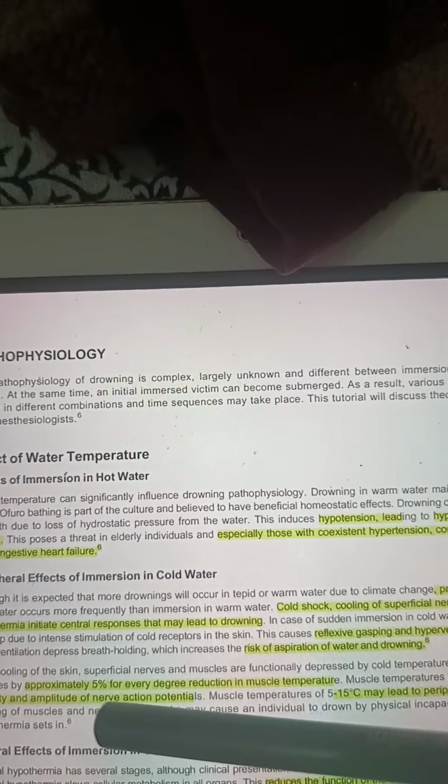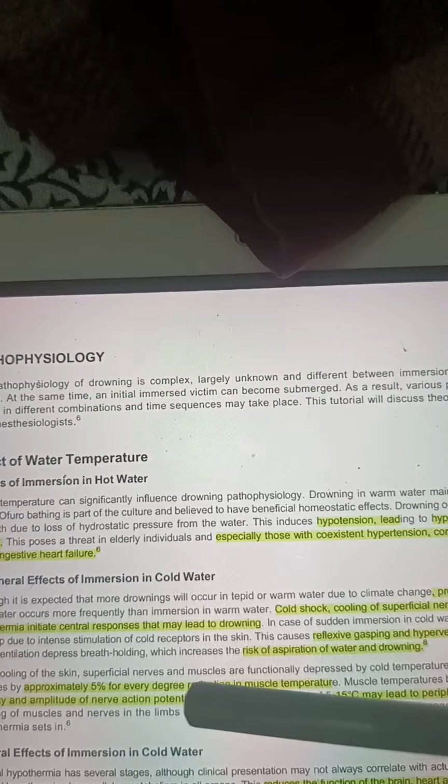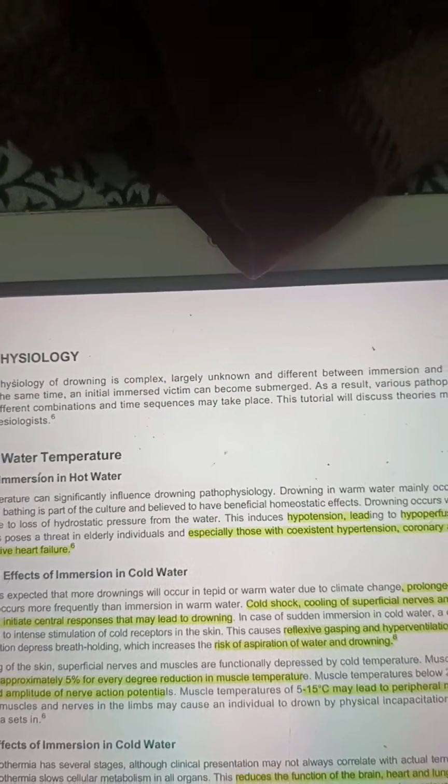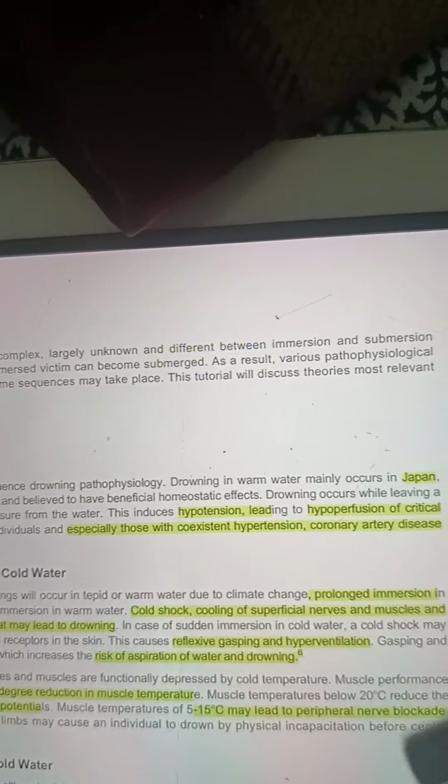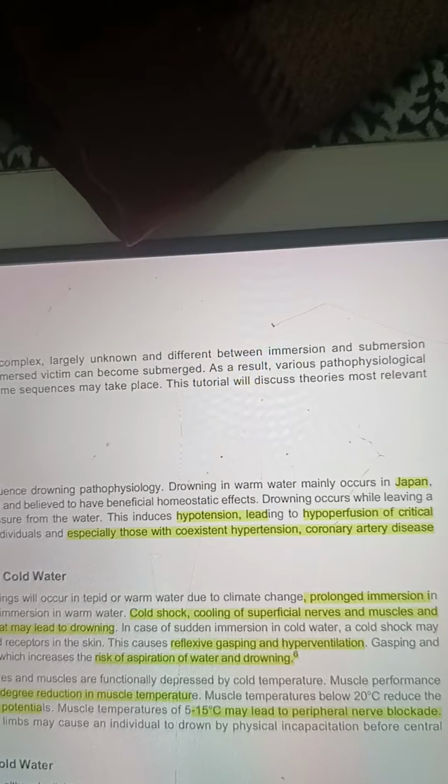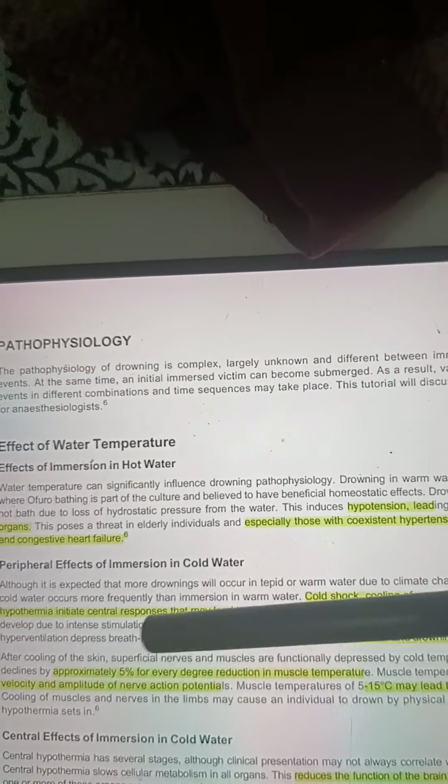of the superficial nerves and the muscles. Hypothermia initiates the central responses that may lead to drowning. Sudden immersion will cause cold shock due to cold receptor stimulation of the skin. Cold shock will cause reflexive gasping and hyperventilation. Thus, gasping and hyperventilation depress breath holding, which increases the risk of aspiration and drowning.